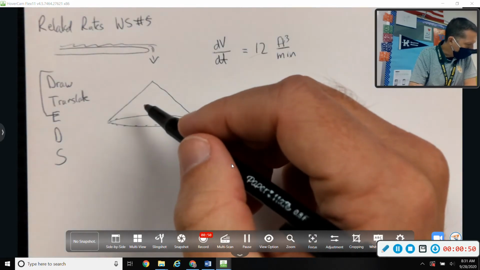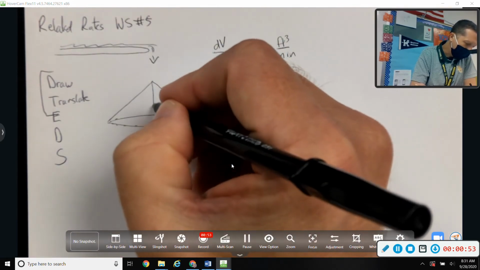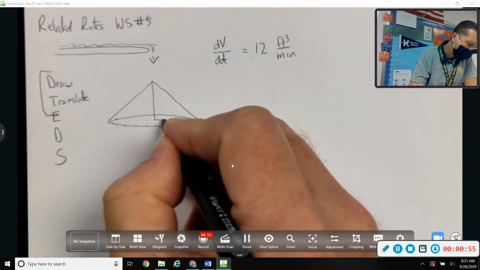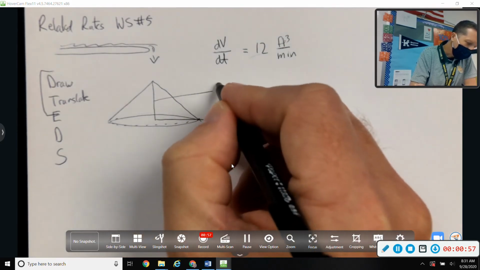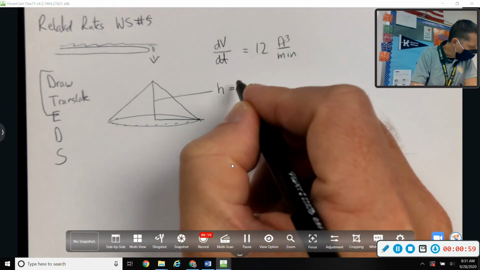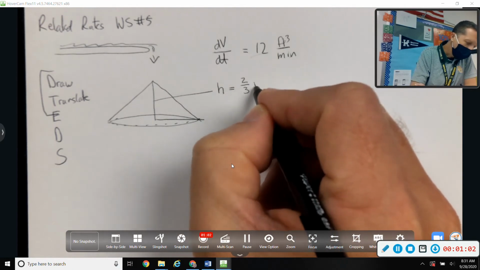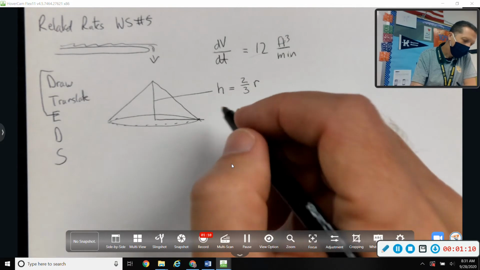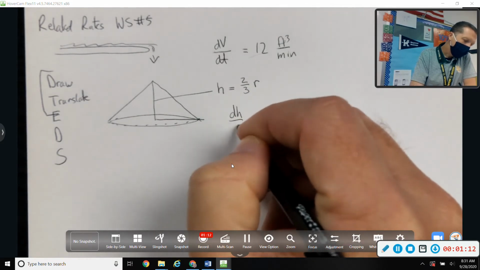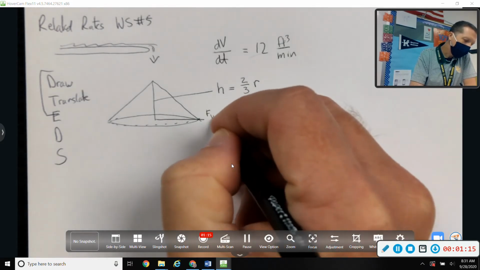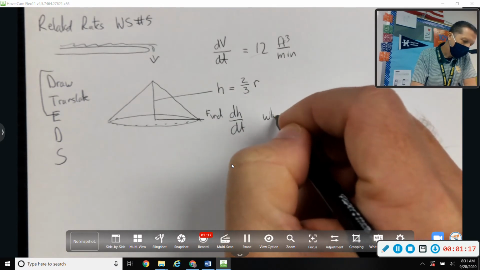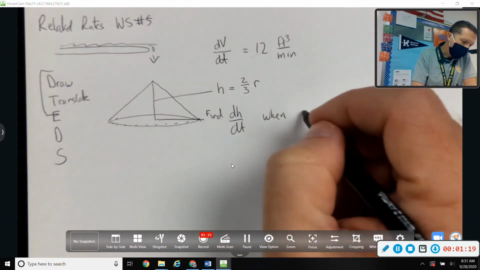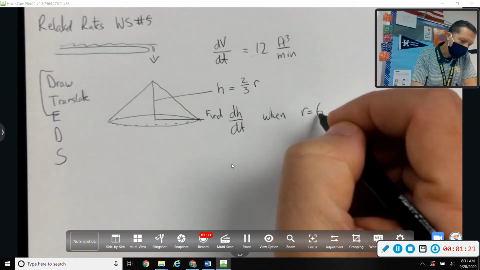Whose altitude, the altitude is just the height, whose altitude is 2/3 of the radius. How fast is the height of the pile increasing? So we want to find dH/dt when the radius is 6.